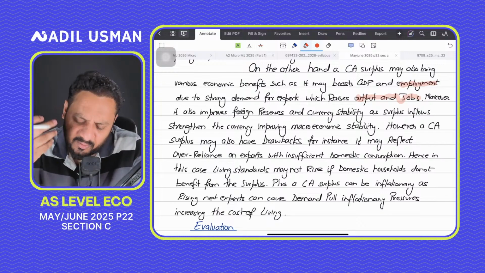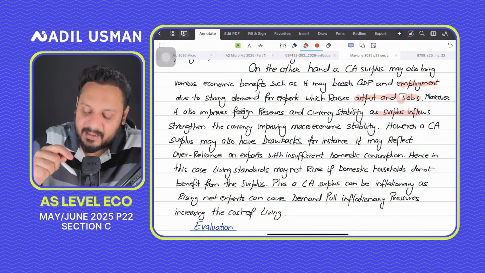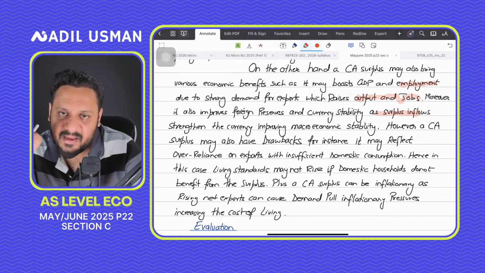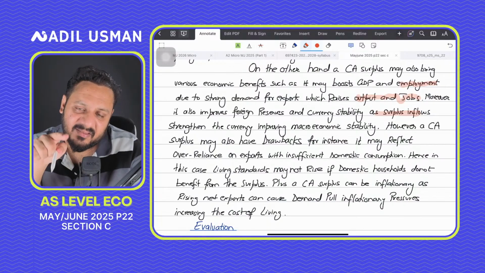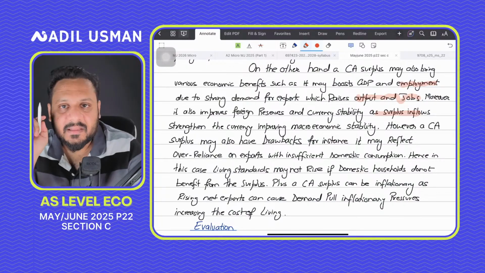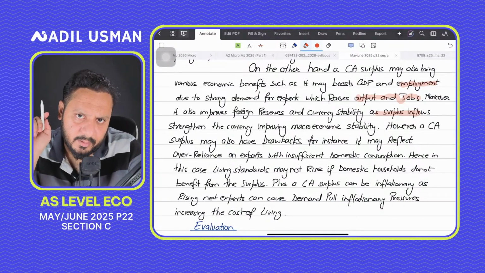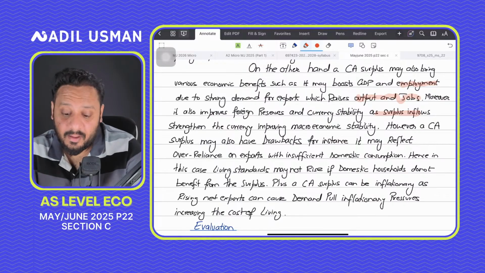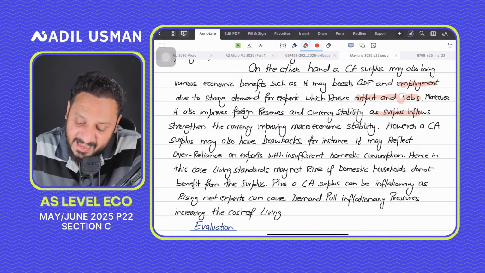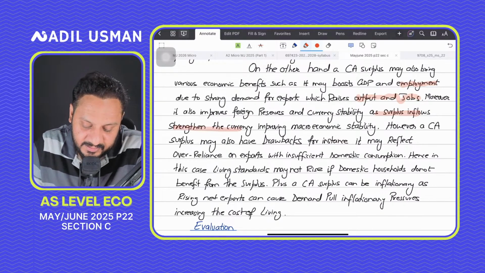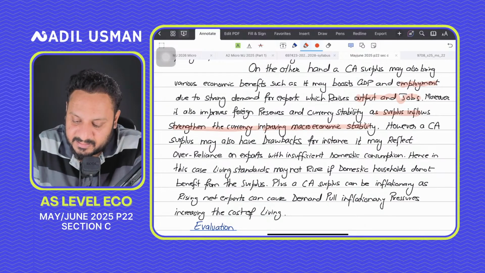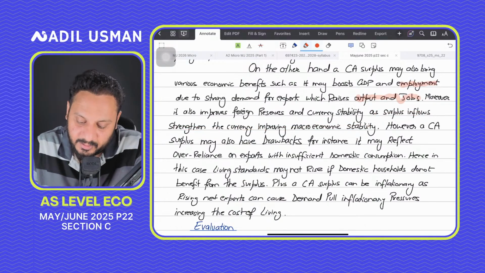Okay, because obviously surplus, see, if you see in my answer, everything I am providing a reason. If I'm saying this happens, then why this happens. This is what you need to do in a 12 marker. If you say this happens, then why. And currency stability, as surplus inflows strengthen the currency, improving macroeconomic stability. That is the reason why the currency stability goes up.